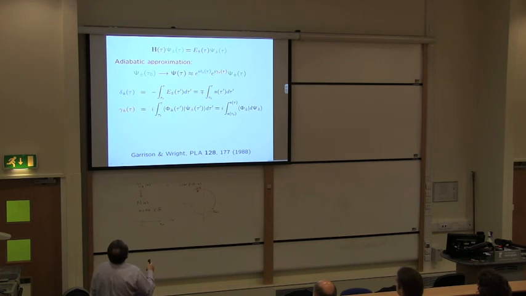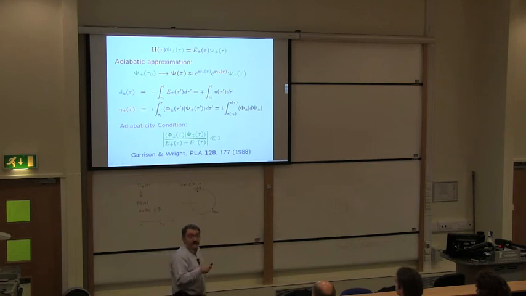And then you can calculate the dynamical phase angle. Really, it's not an angle, it's a complex number, and so the geometric one. And this is the standard generalization of Berry's connection. This is all written in the Garrison and Wright paper of 1988. And obviously this holds under a condition that this quantity, and there's a derivative here, should be small.